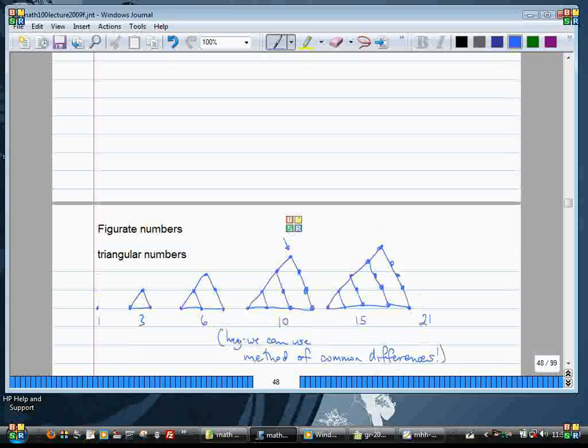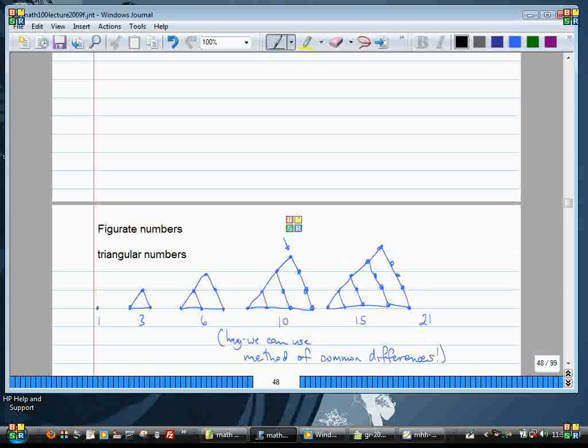Now it turns out that on one hand we can use the method of common differences, but that only tells us the next number. We also have a general formula for any individual number. For example, if I said, tell me how many points are going to be in the 20th triangle, you wouldn't want to use the method of common differences, because you have to figure out every triangle in between. Turns out there's a nice general formula.